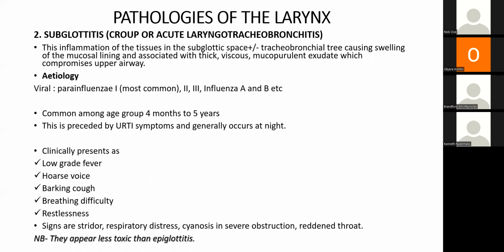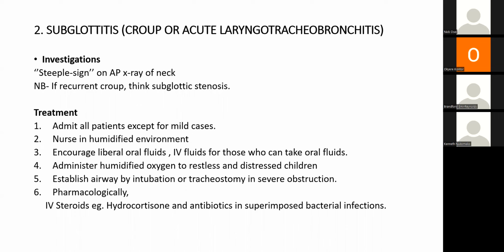So we know of subglottitis, which is a viral infection, usually between the ages of 4 months to 5 years. Parainfluenza and influenza A and B cause this condition. It usually presents with restlessness, difficulty breathing. We also have investigation: the steeple sign on an anteroposterior X-ray of the neck. If there is recurrence, one should always think of subglottic stenosis as a possible cause.